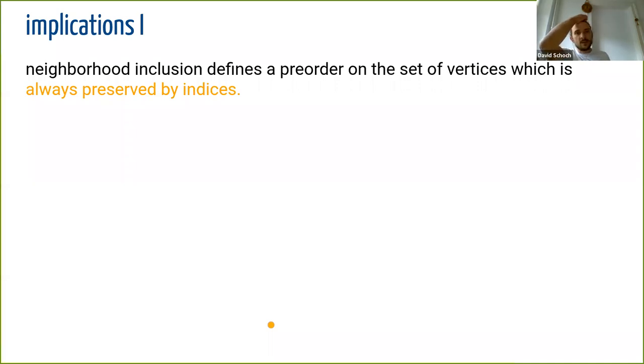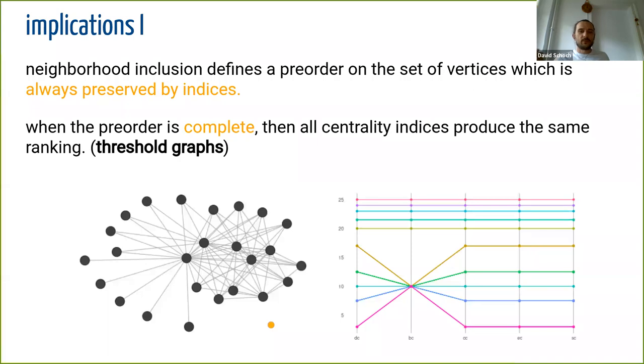So what are the implications of this very general result? There is a partial order, or in this case I call it the pre-order. Where this dominance relation exists in a network, nodes will always be ranked in the same order for any type of centrality index. That also means if in a graph we pick two nodes and there is neighborhood inclusion, then there is only exactly one centrality ranking possible. No matter what index we use, we will always get the same ranking in the network. These graphs are known as threshold graphs. So you see here an example, and here the rankings.